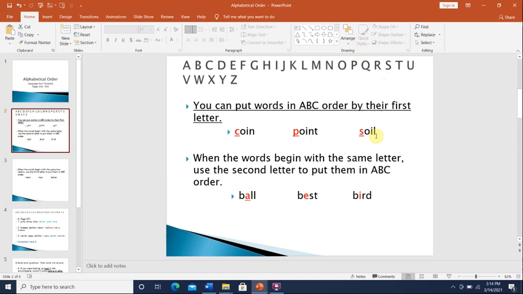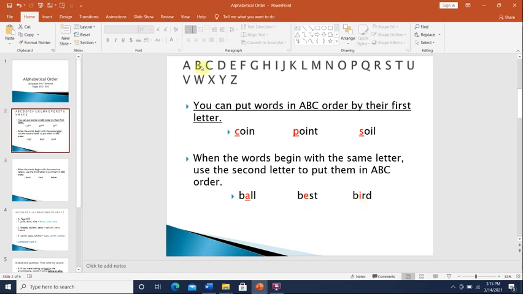Okay, so sometimes you get words that begin with the same letter, such as ball, best, and bird. If you have three words that begin with the same letter, what do you do? You go to the next letter. You look at the second letter. We have ball, the second letter is A; best, the second letter is E; bird, the second letter is I.